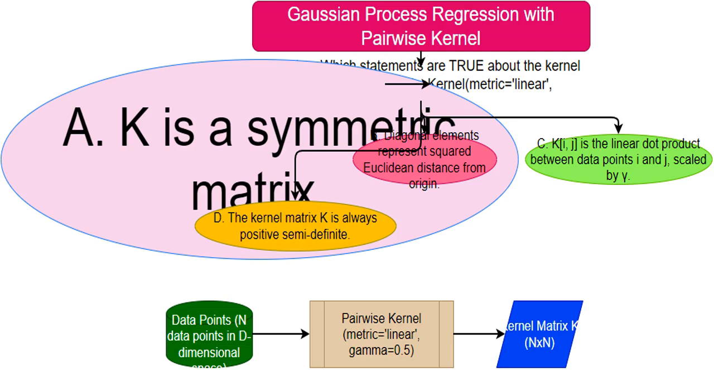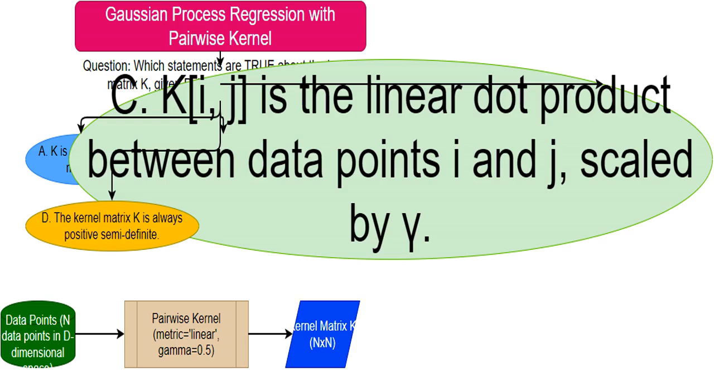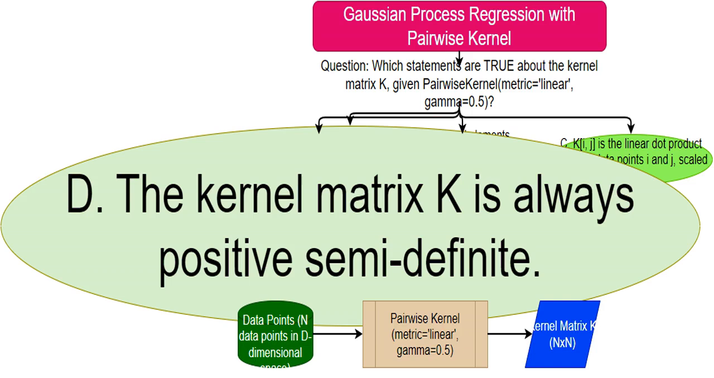I'm checking if the kernel matrix K is symmetric. A symmetric matrix is like a mirror image along its diagonal. The value at K_ij will always be the same as the value at K_ji. Here, I'm looking at how the kernel matrix represents the relationship between two specific data points. Specifically, K_ij is calculated as 0.5 times the dot product of data point i and data point j. I'm verifying if the kernel matrix produced always satisfies the positive semi-definite property. It's a crucial mathematical characteristic for a valid kernel matrix.